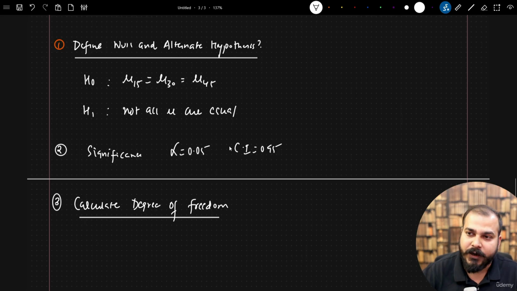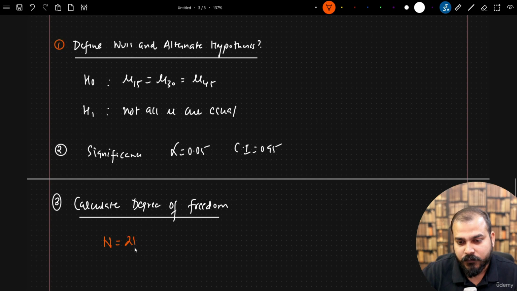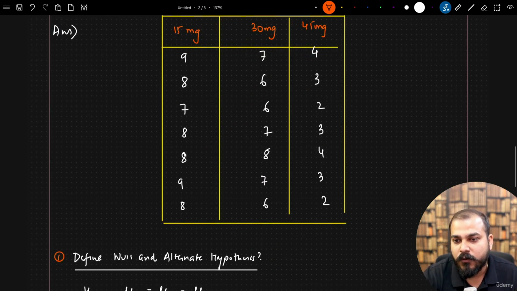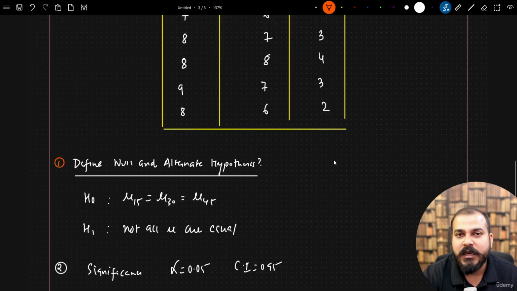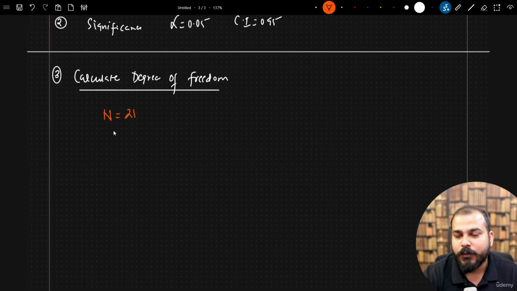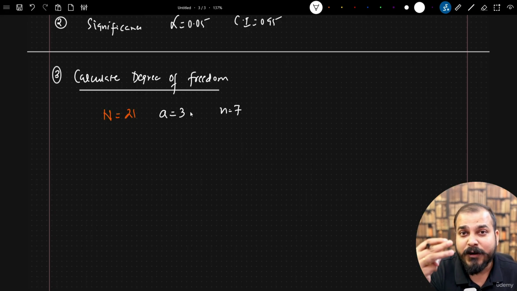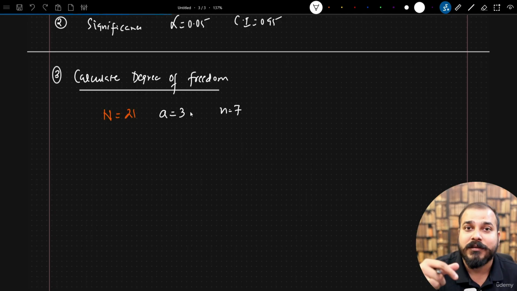Now with respect to degree of freedom, first of all, I will consider two important values. The total sample size, like how many samples I have. If we consider 3 rows, 1, 2, 3, 4, 5, 6, 7, 7 into 3, 21. So the total sample is 21. The sample size n is nothing but 7, and we'll also consider one value called a, which says how many categories there are. Because this 3 will be super important in calculating the degree of freedom. Degree of freedom needs to be calculated between the 3 samples and within samples, right?